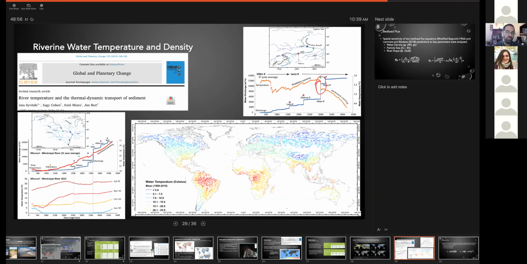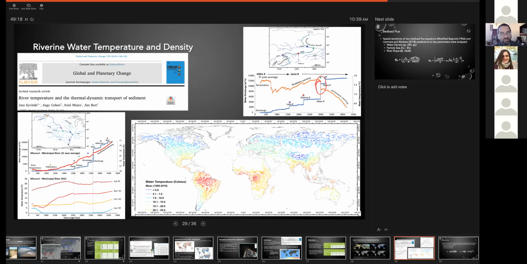And the reason why I think this is a really important and very interesting study is because water temperature has a major impact on water viscosity, density, and therefore settling velocity, and therefore the amount of sediment that the water can carry.